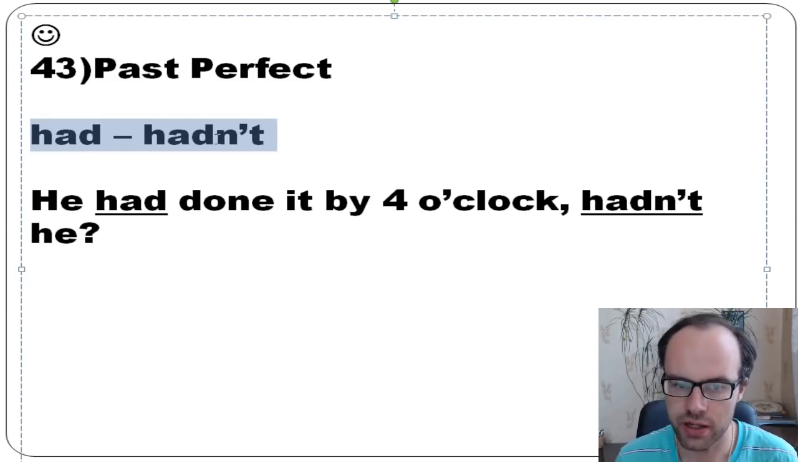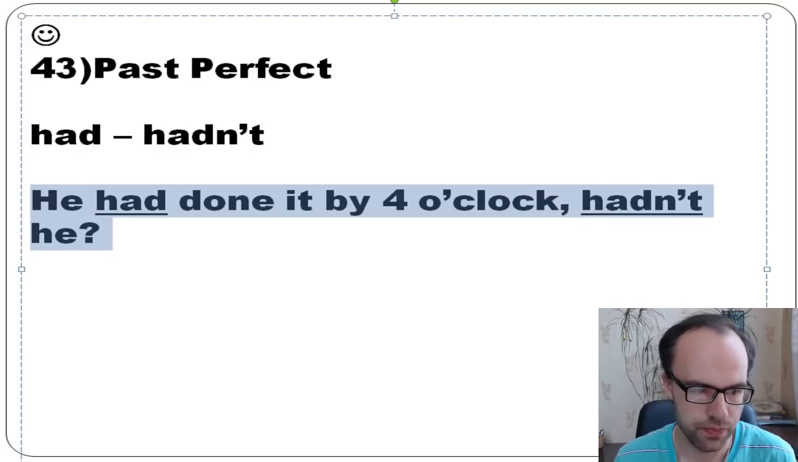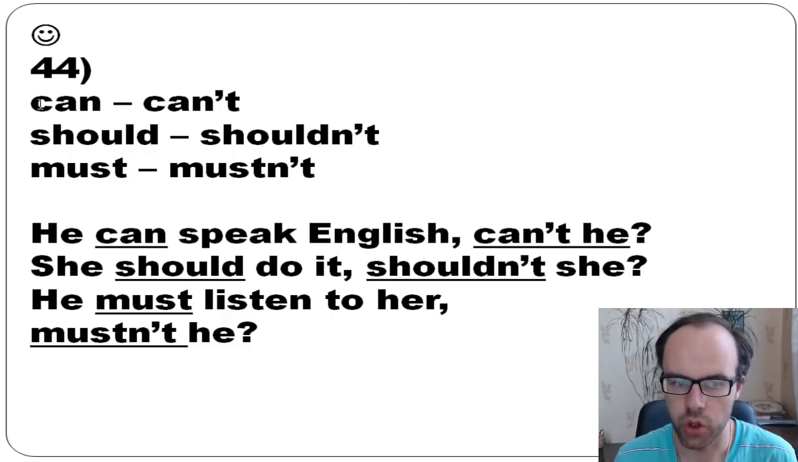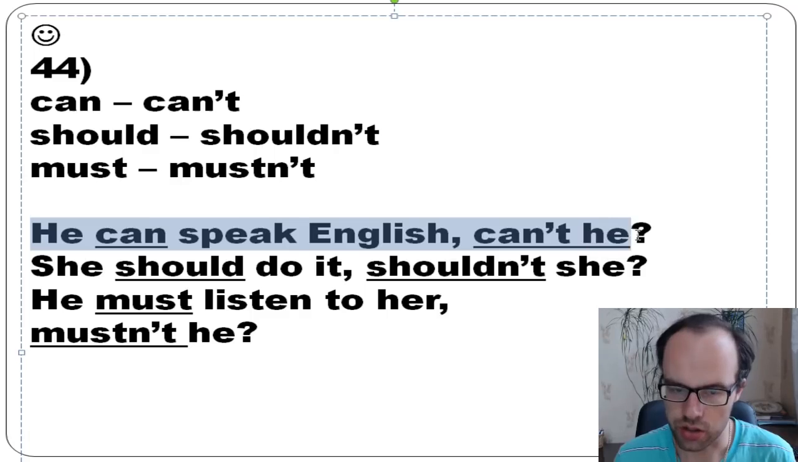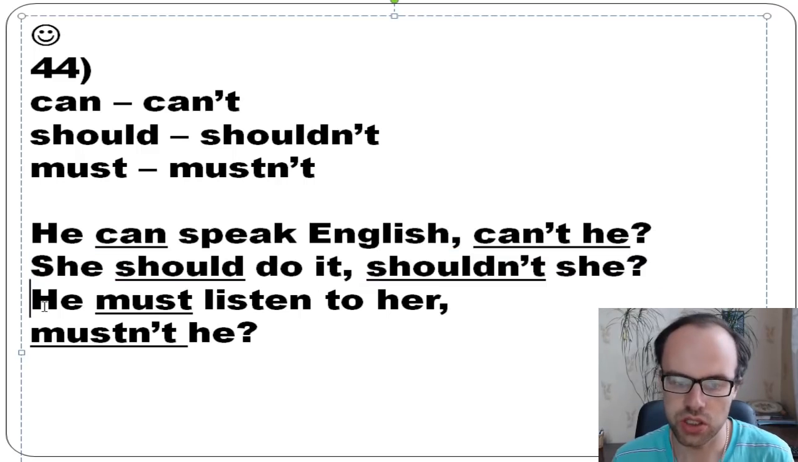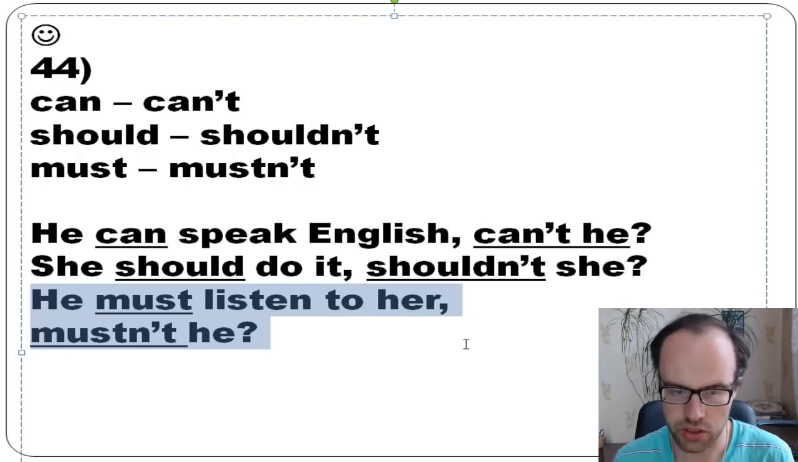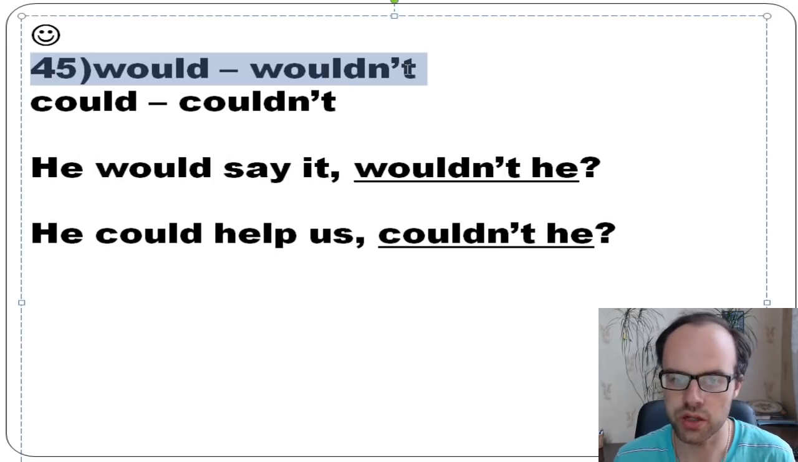What about past perfect? So we change had to hadn't. He had done it by 4 o'clock. Hadn't he? What about modal verbs? We change can to can't, should to shouldn't, and must to mustn't. He can speak English. Can't he? Yeah? Can to can't. She should do it. Shouldn't she? Means really. He must listen to her. Mustn't he? Really? Good.